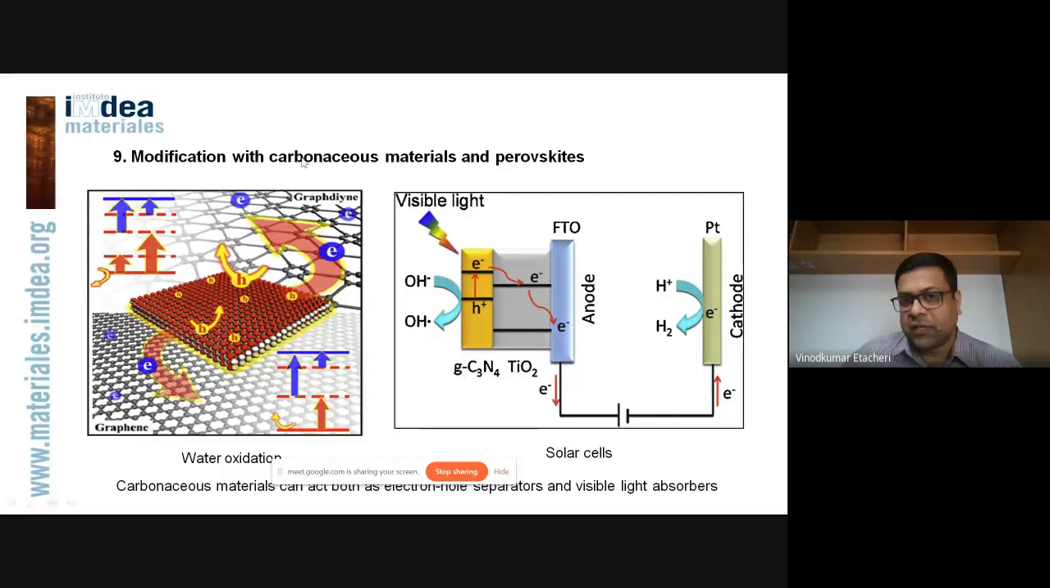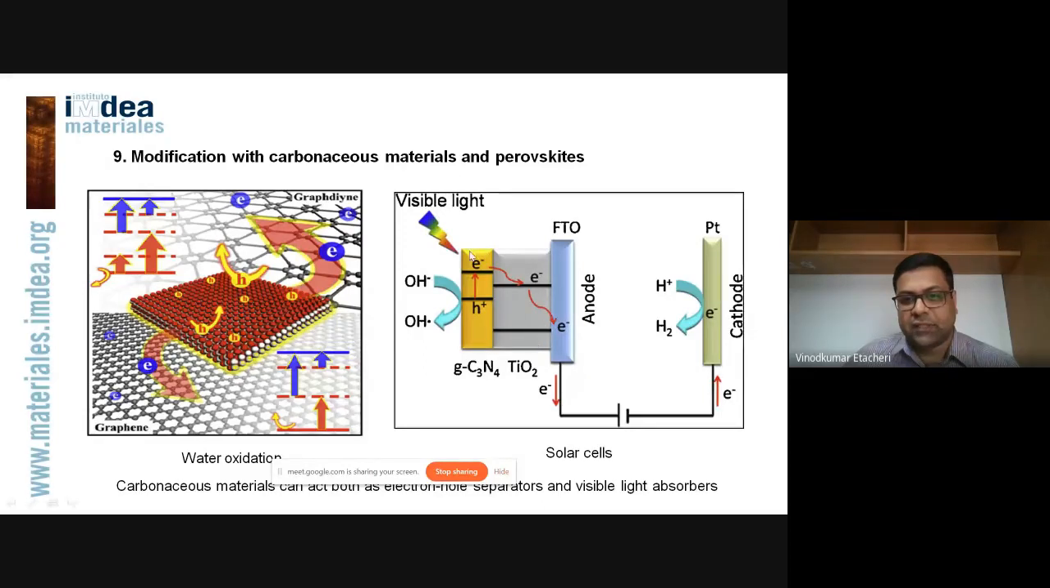So the carbonaceous material, it's not a carbon sensitization in this case, C3N4, or in the case of graphene, it's used for electron-hole separation. Those electrons are immediately transported to graphene, and the holes are readily available on TiO2 for any kind of reaction, mostly water splitting.